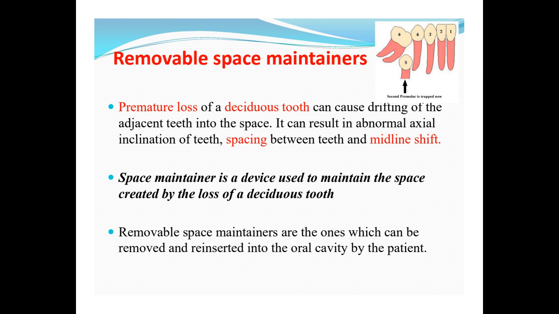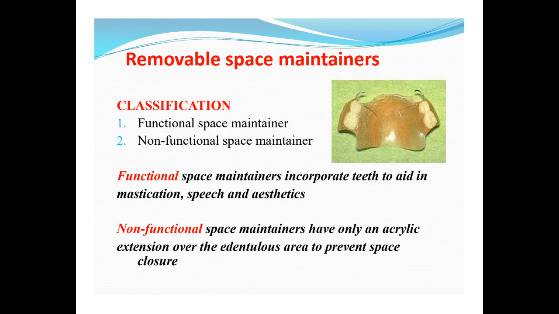So we give something called a space maintainer, which is a device used to maintain the space created by the loss of a deciduous tooth. Removable space maintainers are one type, which can be worn and removed by the patient as and when required. This removable space maintainer can be classified into two types, functional and non-functional. Functional means, as you can see in this picture, we add artificial teeth.